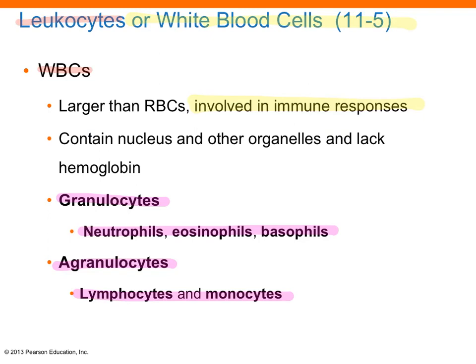Leukocytes, or white blood cells, or WBCs. They're larger than the red blood cells, and they're involved in the immune response. They contain a nucleus and other organelles. They lack hemoglobin. They have granulocytes, which are the neutrophils, eosinophils, and basophils, and the agranulocytes, which are the lymphocytes and monocytes. These are all part of the immune system.